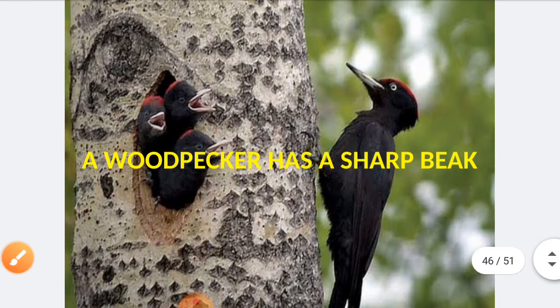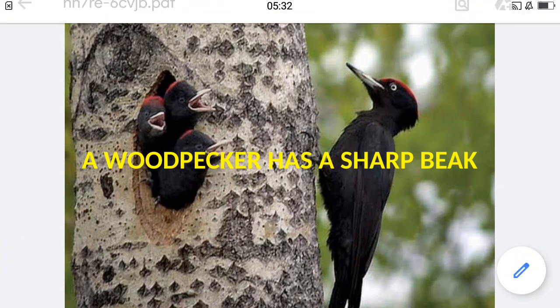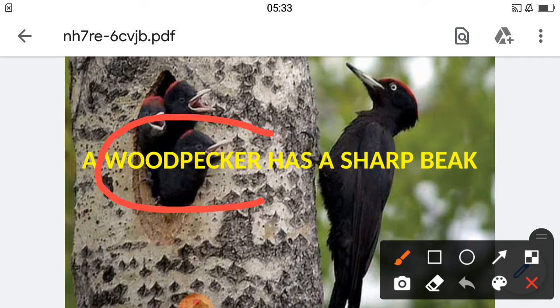So please repeat this very simple sentence. A woodpecker has a sharp beak. So not a very common name, but then you have to learn it. It's a woodpecker.